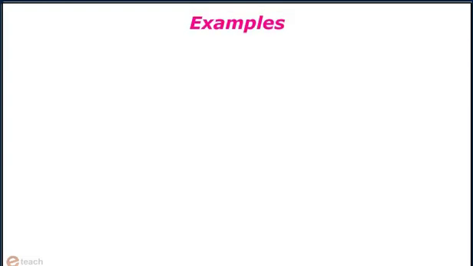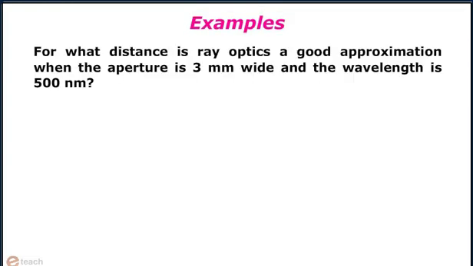Let us have another example. For what distance is ray optics a good approximation when the aperture is 3 mm wide and the wavelength is 500 nanometers? Let us have the solution.